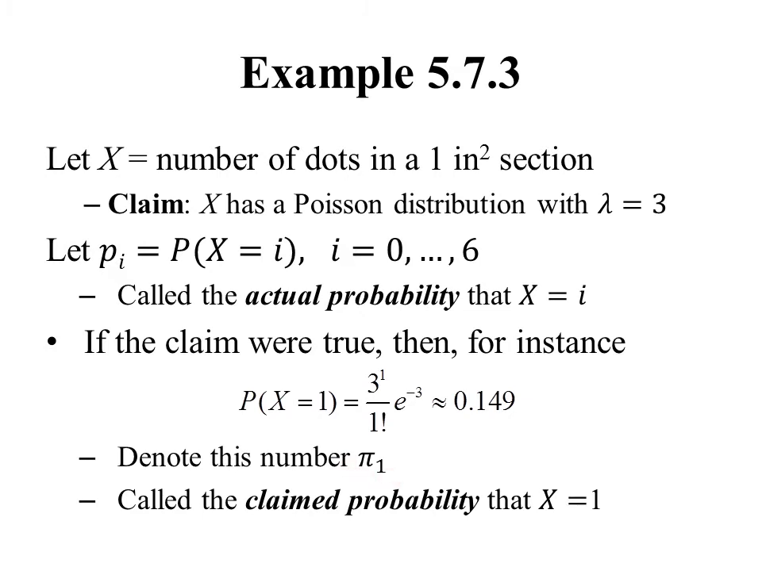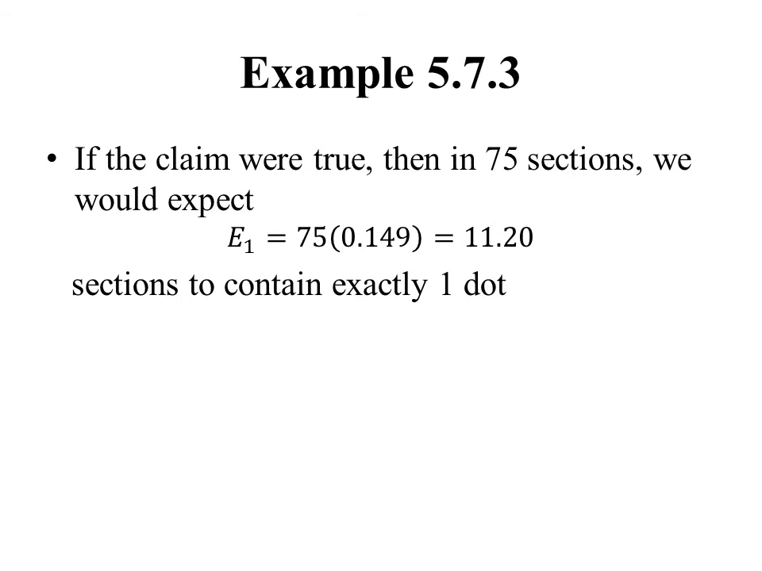So here p sub i is the actual probability, and pi sub 1 is the claimed probability. Now, if the claim were true, meaning if x really did have a Poisson distribution, then in 75 sections, as we selected, we would expect that about 14.9% of those sections would contain exactly one dot. So take 75 times 0.149, we get 11.2. So this is what I would expect if my claim really were true. Now we need to compare this expected value to our observed value and determine if they're significantly different.